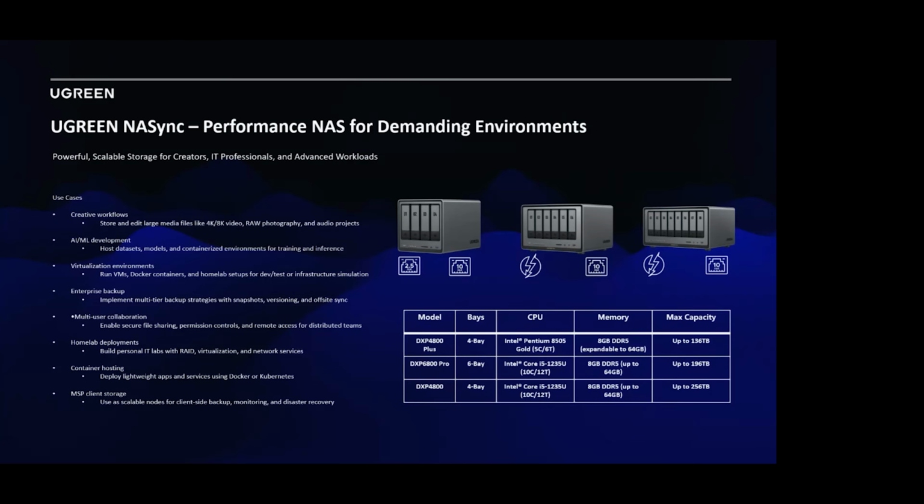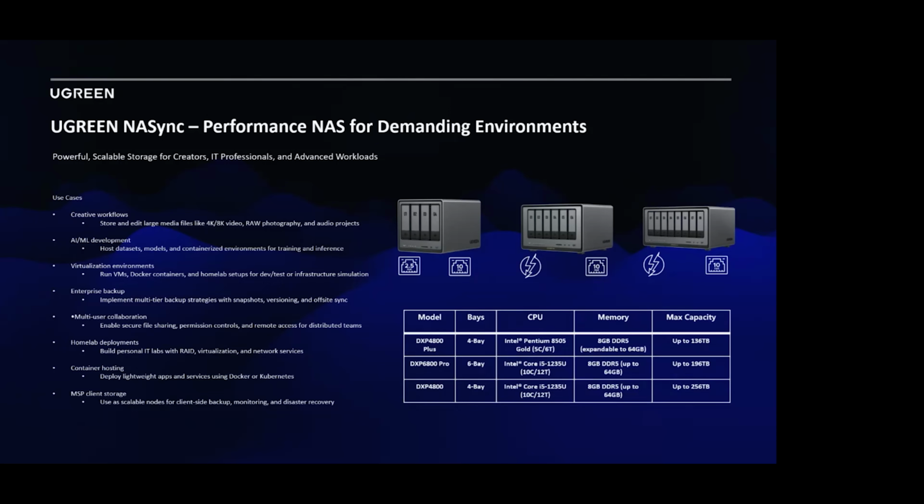For creatives, you can do 8K and 4K raw photography and audio projects. You can edit off of this device as well. The 6-bay and 8-bay come with dual Thunderbolt 4 and USB 4 ports. You can connect your computer directly to these devices and edit off of them. If you have AI or ML that you want to run, with a large data set for training, you're going to use these devices, because you can see on the right side the maximum capacity is over 100 terabytes on the 4-bay and over 250 terabytes on our 8-bay unit using 30 terabyte drives.